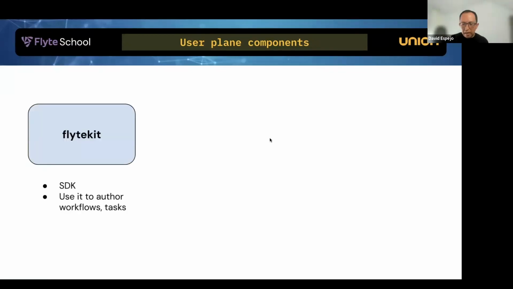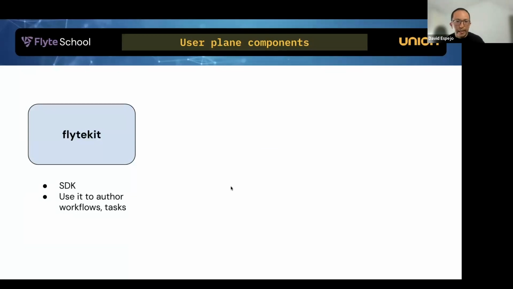So we'll start the exploration of the components using these planes, which is pretty much used for many systems out there. We'll start with what's closer to you, the user plane components. So the first thing that you do is to run pip install flytekit. This is the SDK, right now available for Python, Java, and Scala. And you use this to author workflows, tasks, launch plans, and many other objects. This is the main interface you will use to author workflows.